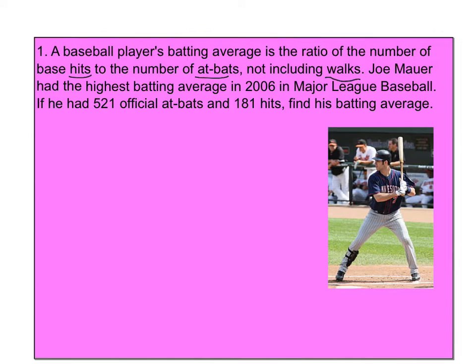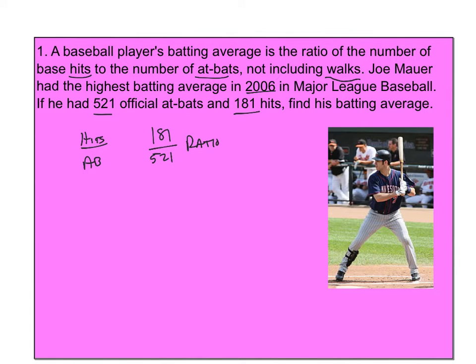Okay, so Joe Mauer, back in 2006. He had 521 official at-bats, so that means at-bats minus walks, and 181 hits. Find his batting average. So if we go hits to at-bats, that would be 181 to 521. Okay, so 181 hits to 521 at-bats. So that would be my ratio. This is my ratio right here.